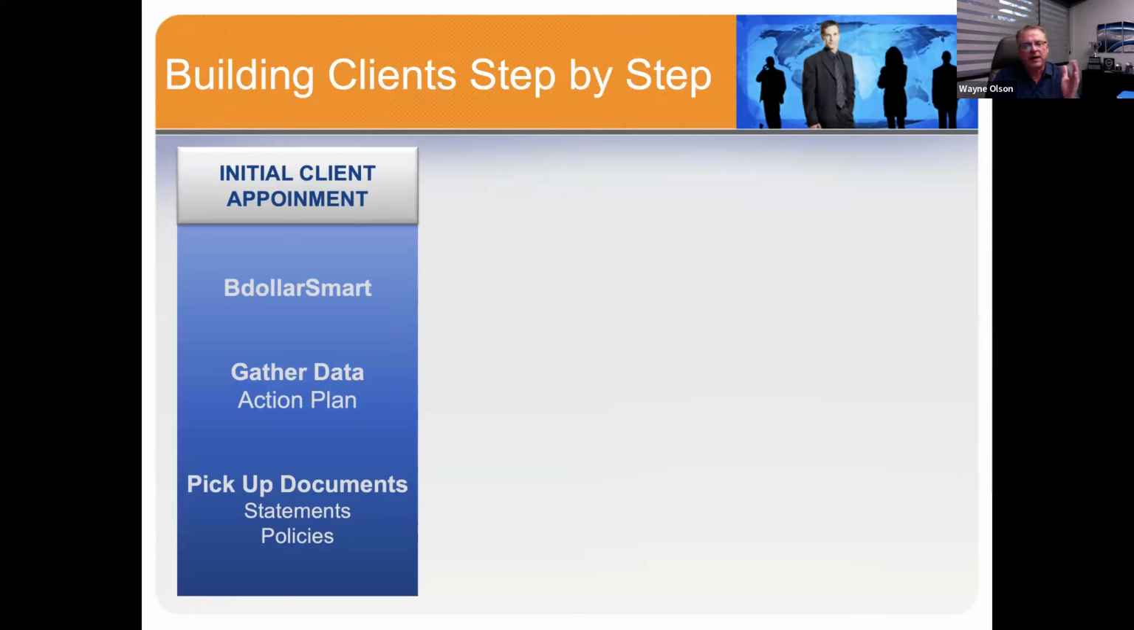So what is illustrated here today, we're going to utilize the B$ Smart, gathering the data. And then you're going to witness here in a few minutes our data collection form called the action plan. And then always pick up documents and statements and policies. You can't just write a bunch of ink down with your pen and paper. Have you ever had anybody like that, Aaron, go, yeah, I got a $1 million policy and I pay $8 a month for it? Yes. And I'm like, what? Get the statements, get the policy.